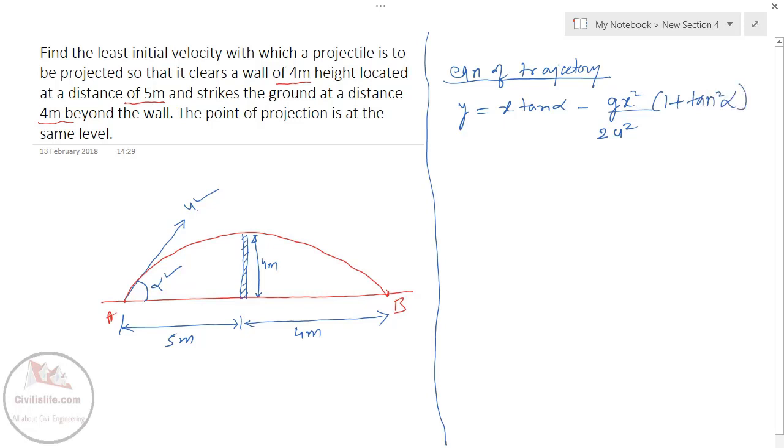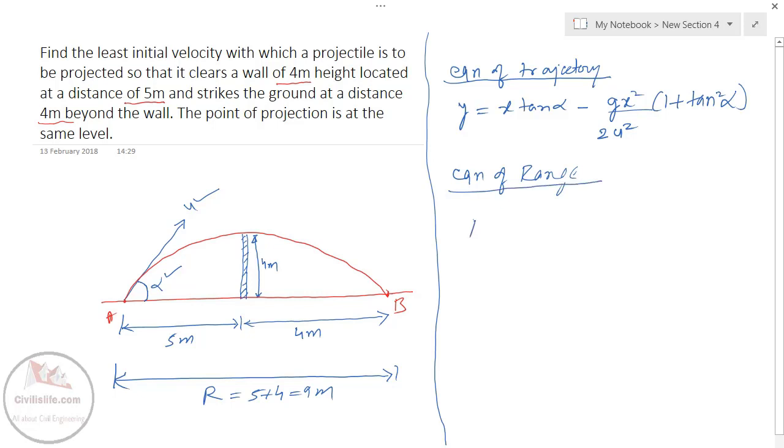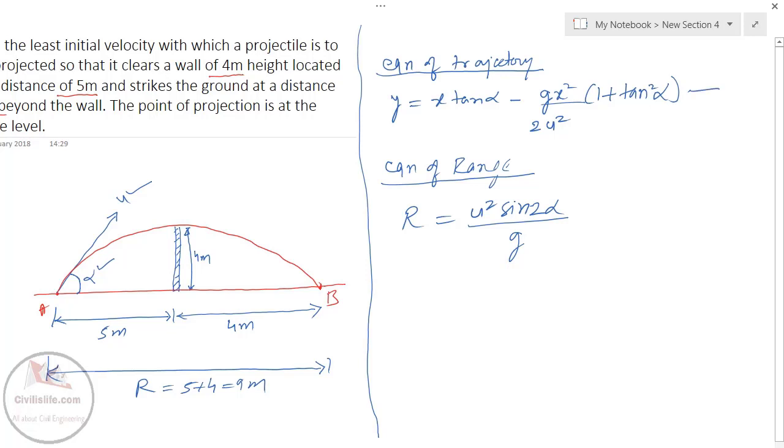So this is one of the equations I can write by looking into the figure, and one more I can write is that the range is given. It has to travel from here to here. Range is equal to 5 plus 4 is equal to 9 meter. So the range is given, and the equation of range is R equal to u square sin 2 alpha upon g. These are the two equations available for us to solve the question.